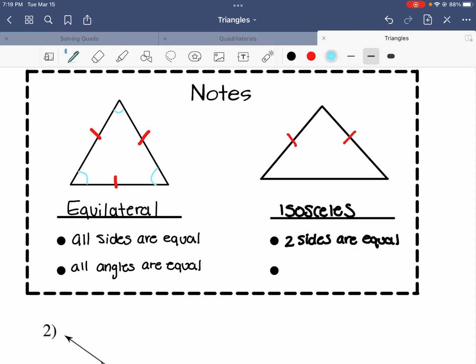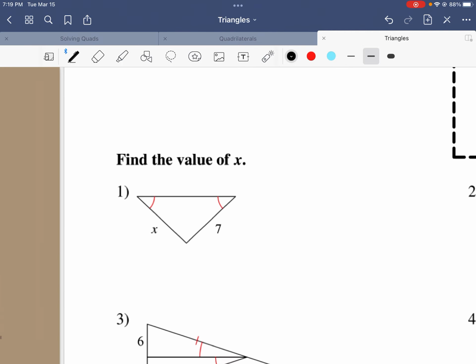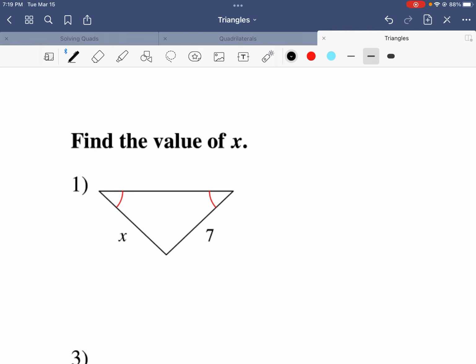And likewise, if we have 2 sides that are equal, then it follows that 2 angles are equal. Now, the only thing about this is that we have to be careful about which angles are equal or which sides are equal if we're given one or the other. So let's go ahead and jump to question 1. Find the value of x.